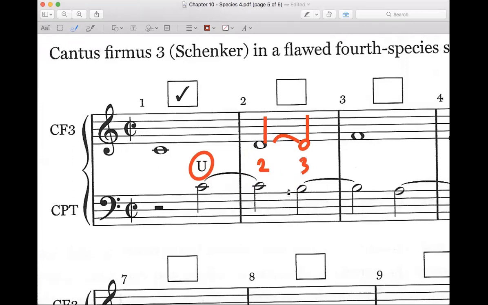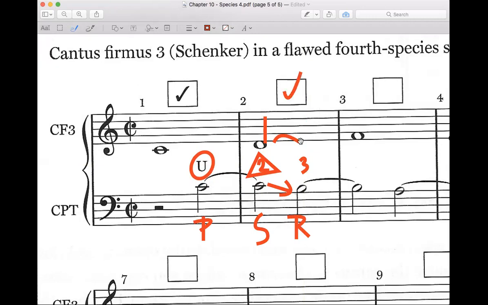And the thing you should be asking yourself, is the voice resolving down by step? Is this a suspension? Is there a preparation? Is there the suspension and a resolution? It looks like everything is in its right place. Here we have the preparation. Here we have the suspension, or you could also say dissonance if you wanted to, and resolution. All right, looks like this one checks out. So I think we're going to mark a check mark.